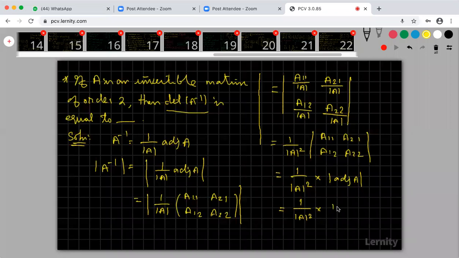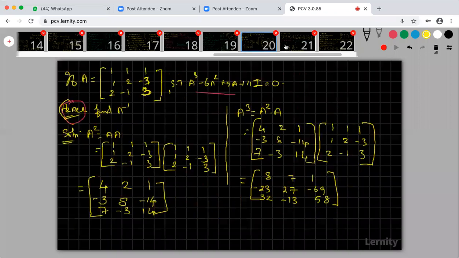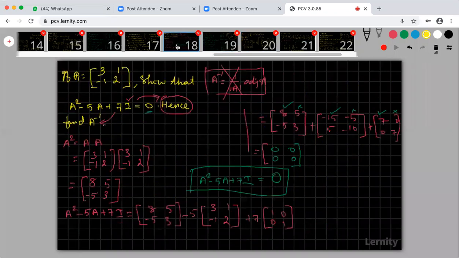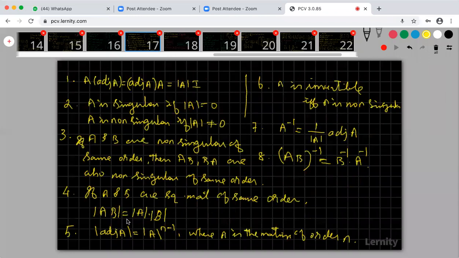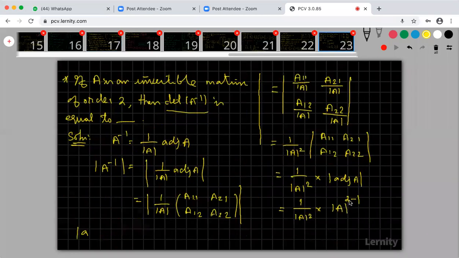Determinant of adjoint of A is determinant of A the whole power n minus 1. My n here is 2, order is 2. Please note that this is the result; we have already discussed this result. Look at this, the fifth result: determinant of adjoint of A is equal to determinant of A the whole power n minus 1, where A is a matrix of order n. Here A is a matrix of order 2, so 2 minus 1. Therefore determinant of adjoint of A is equal to determinant of A the whole power 2 minus 1.